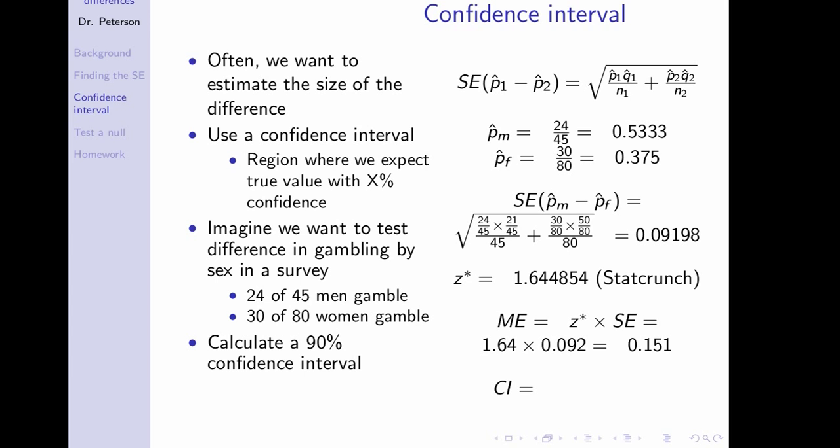This means that our confidence interval is plus or minus 0.151 from our calculated difference. So our calculated difference is this 0.533 minus 0.375. So 0.1583 is the difference between these, plus or minus our margin of error, means that we are 90% confident that the true difference between the men and women in this survey is between 0.007 and 0.3096. That is, we are 90% confident that the men prefer or are interested in gambling more than the women.